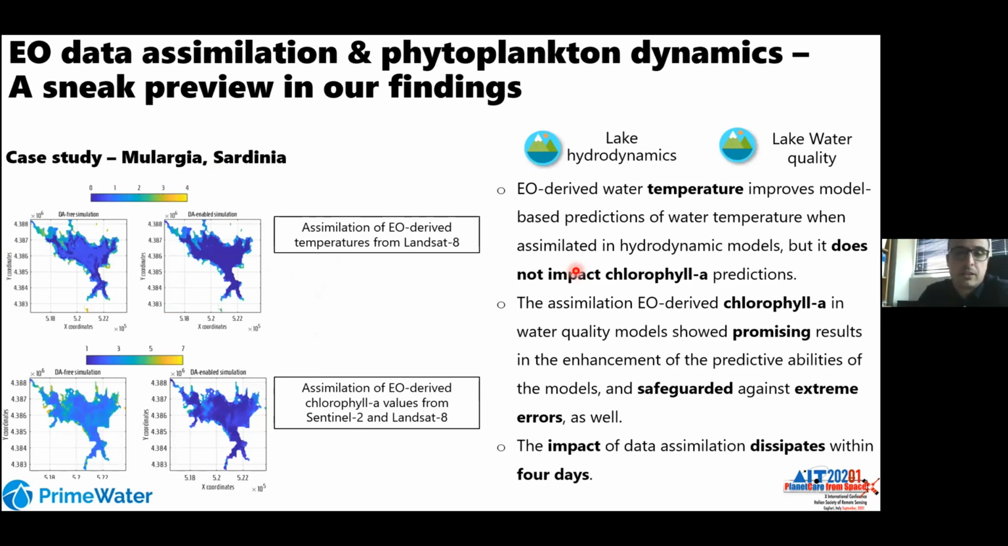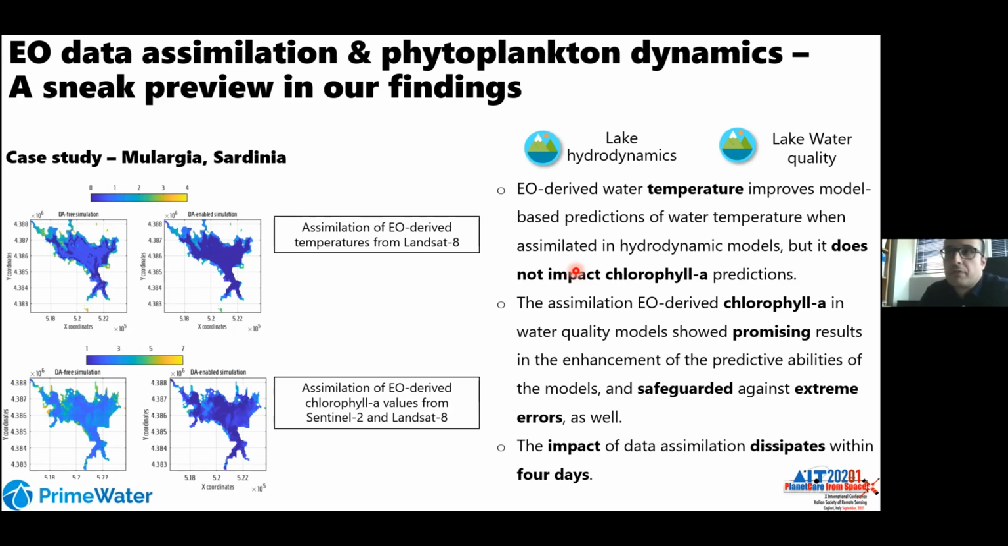Likewise, and this is a case study that we have already seen, we're talking about the Mulargia reservoir in Sardinia. If we wanted to improve our ability to forecast phytoplankton blooms timely, our results indicate that we should directly opt for assimilating chlorophyll A products rather than using some indirect products, for example, temperature, which could potentially influence, but it appears that it does not impact chlorophyll A predictions.